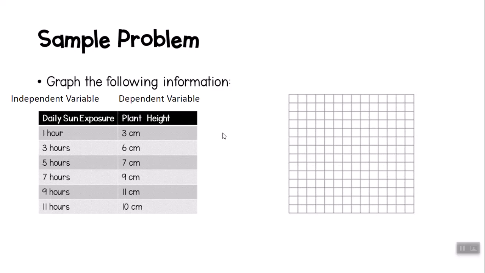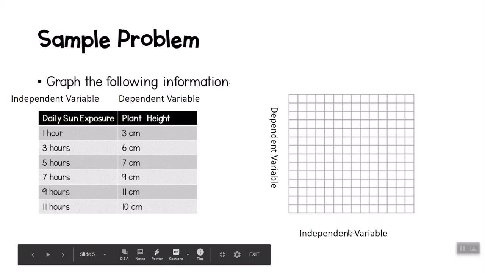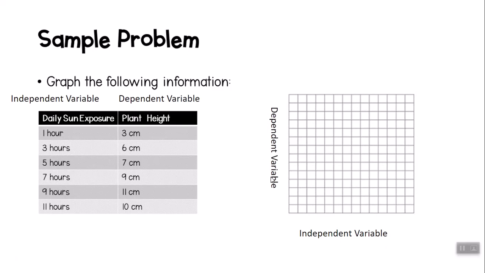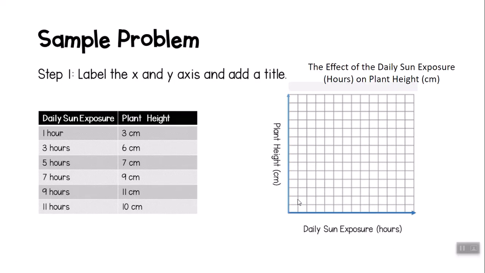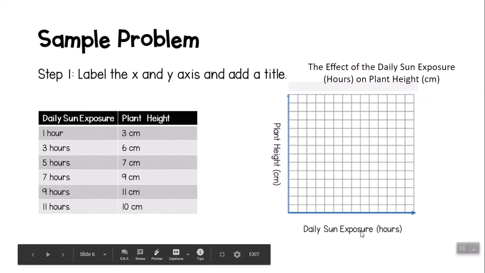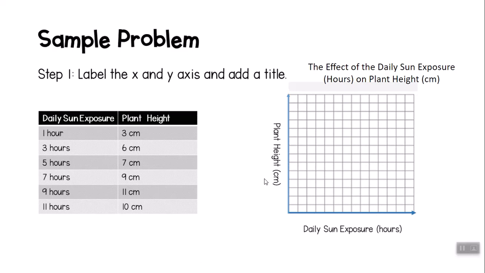Well, as you know, the independent variable goes on the x-axis down here, and the dependent variable goes on the y-axis up here. So in our next scene, kind of picture this in your head. In our next slide, we will present the answer. All right, so here you have the daily sun exposure in hours. That is your independent variable on your x-axis, and your plant height on your y. Every graph should come with a title showing the relationship between the IV and the DV. So here you have the effect of the daily sun exposure on the plant height.